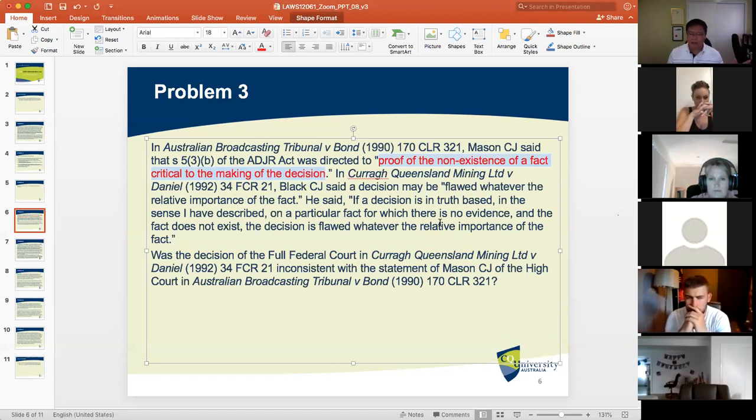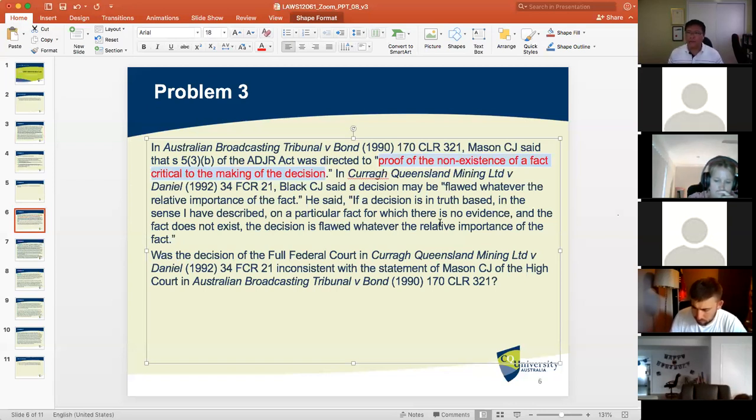Because on the one hand, the High Court in ABT versus Bond talks about a fact that is critical to the making of a decision, critical. And yet we have a decision of the Full Federal Court saying that even if the fact is unimportant, as long as the decision was based on that unimportant fact, which in fact did not exist, then there can be a ground for judicial review on the ground of lack of evidence. So are those two the same? And why are we talking about these cases? Can I get some comments? If you know.